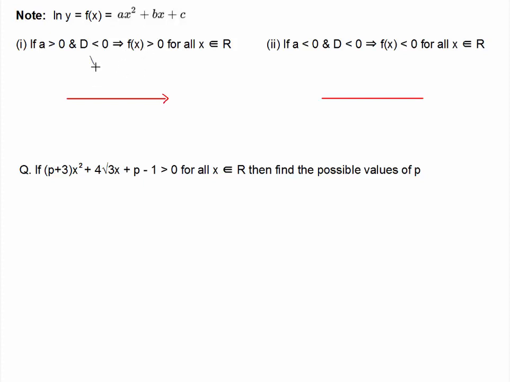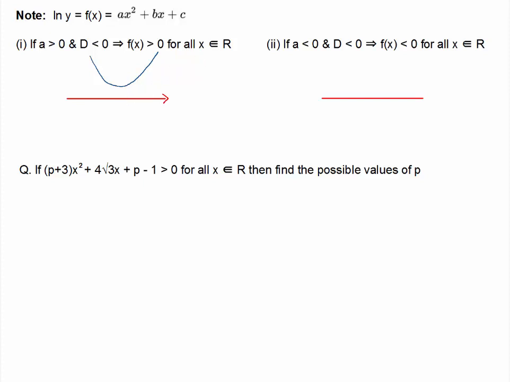So therefore, the quadratic expression will be of this form. Now as we can see that this blue curve is above the x-axis at all values of x, therefore f(x) is always positive for all x belongs to R because it is above the x-axis.